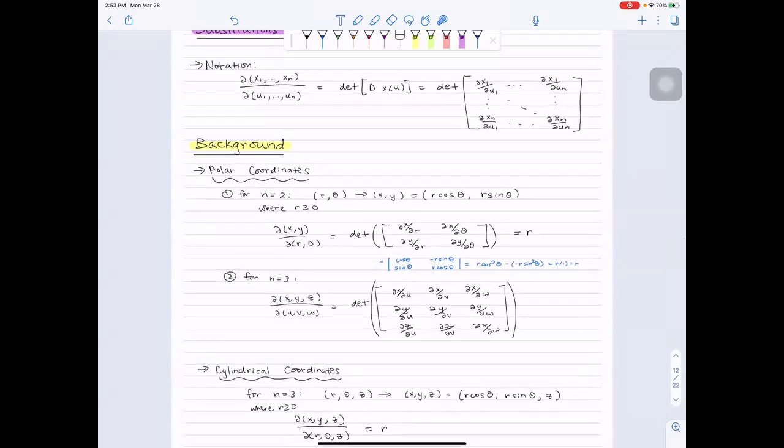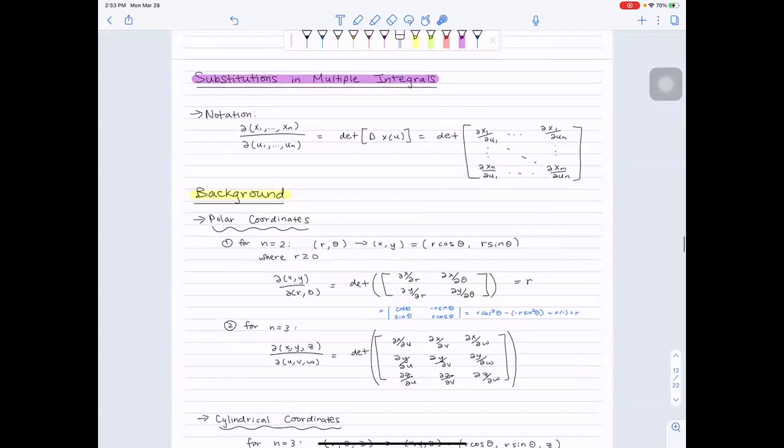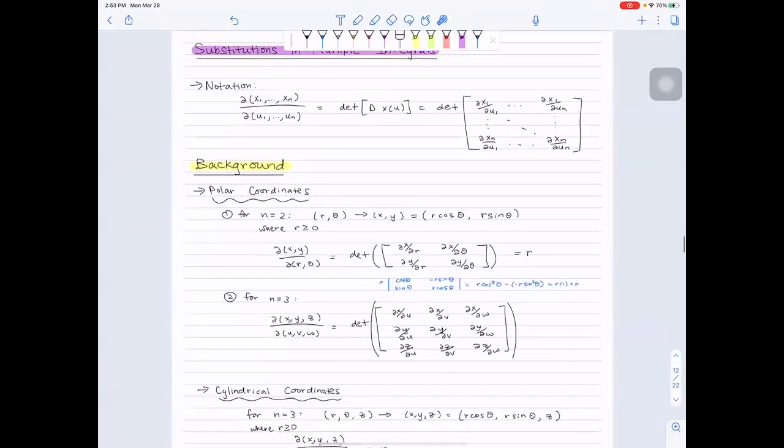Okay, so this is going to give us the reason why. At the beginning, I said that dA equals r dr d theta, so we're going to get some intuition on why that is. So substitutions. We're always going to want to compute the determinant of the Jacobian matrix.